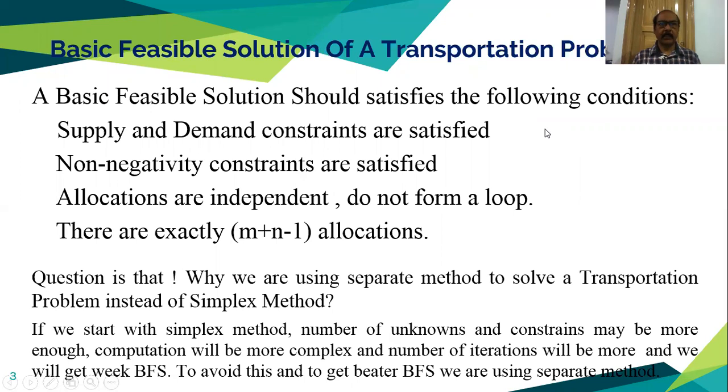Today we learn the basic feasible solution of a transportation problem. A basic feasible solution should satisfy the following conditions. Supply and demand constraints are satisfied, non-negative constraints are satisfied, allocations are independent, do not form a loop. That we already learned. When the allocation cell is called independent and when it is called dependent.